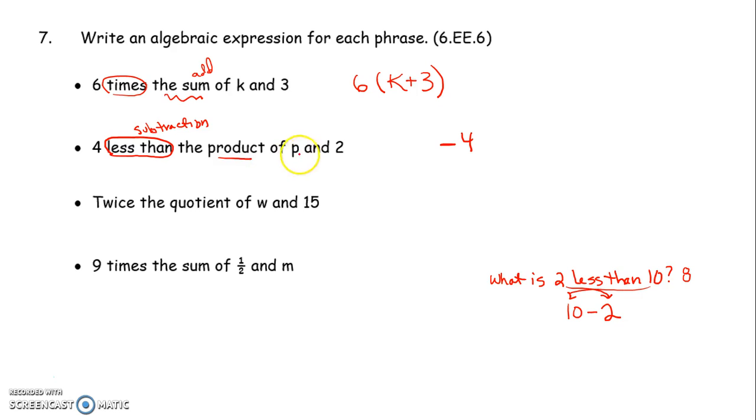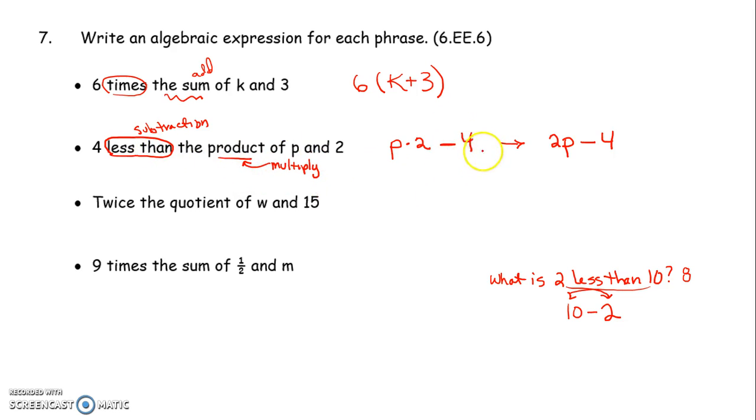And then it says the product of p and 2. So you have to know product means to multiply. So 4 less than the product of p and 2 would be p times 2, minus 4. I do have to say, a lot of times we write the constant first and then the variable. So the product of p times 2 would be an acceptable answer, but we'd probably write 2p. Then we have minus 4. But either one of those answers would be completely acceptable. All right. Hopefully that helps.